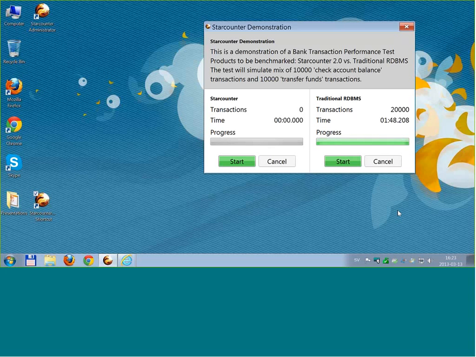So there we completed the full 20,000 transactions for the traditional relational database, and it is 1 minute and 48 seconds, which basically is 108 seconds. And please now pay attention, because this is going to be faster. Now I'm going to start the StarCounter part, and there it is completed. It takes about 1 second on this simple computer today for StarCounter to complete the 20,000 transactions, and you can set this in comparison to the 108 seconds it took for the traditional relational database.